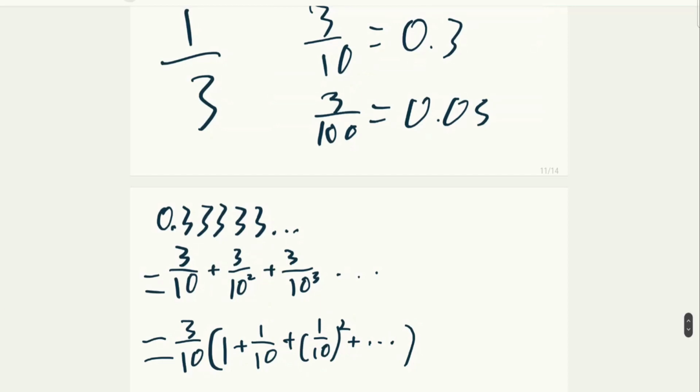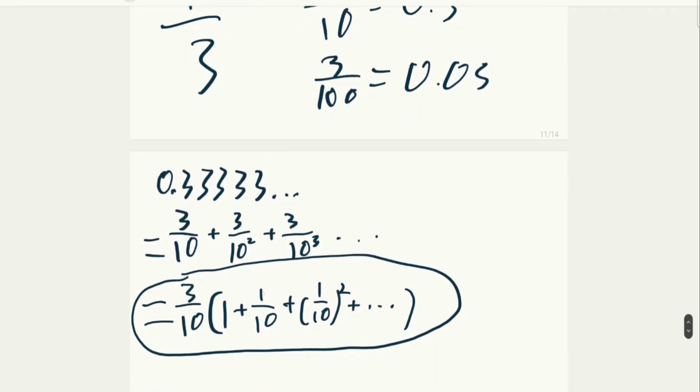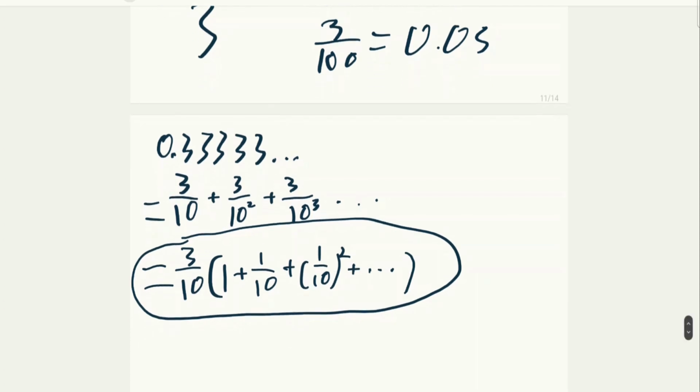You would get 0.333. And the beginning of 1 divided by 3's infinite series of numbers is 0.333. So theoretically, you could write 1 divided by 3 as an infinite series of 3 divided by 10 plus 3 divided by 100 plus 3 divided by 1,000, and so on and so forth. Now, you could simplify this even further by factoring 3 divided by 10 out of the series, making it 3 divided by 10 multiplied by 1 plus 1 divided by 10 plus 1 divided by 10 to the power of 2, and so on and so forth.